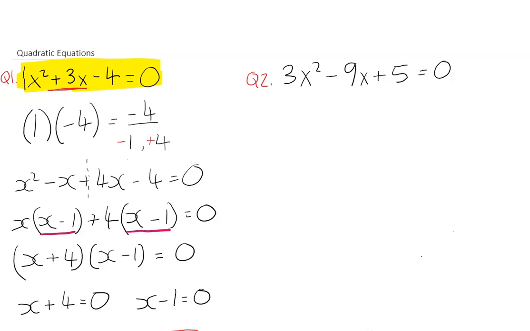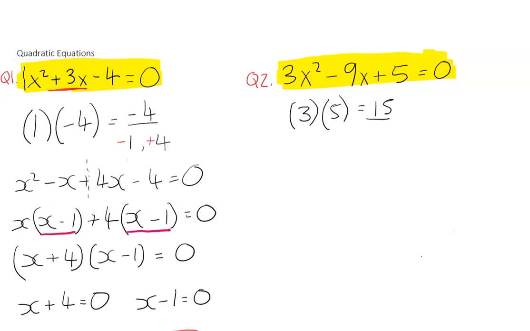Looking at question 2. So question 2 says 3x squared minus 9x plus 5 is equal to 0. So to factorize this, again, I'm going to have a look at my guide number method that I did in question 1. I'm going to look at the number that's with the x squared. So the coefficient of the x squared here is 3. And my constant term, so my number by itself, is 5. So 3 times 5 is 15.